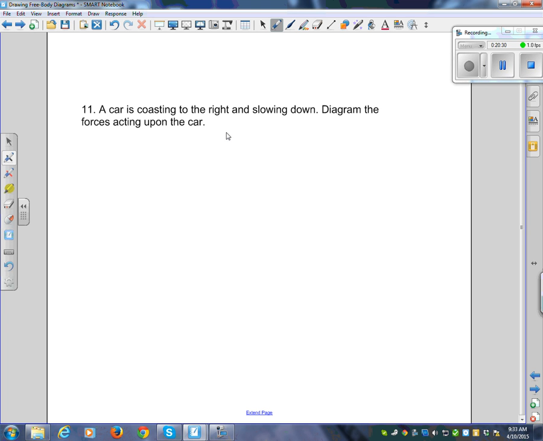A car is coasting to the right and slowing down. Weight force, normal force, slowing down, just friction, right? Is there a net force here? Yes, there is. It's just friction. It's slowing down. There is no other force here, right?